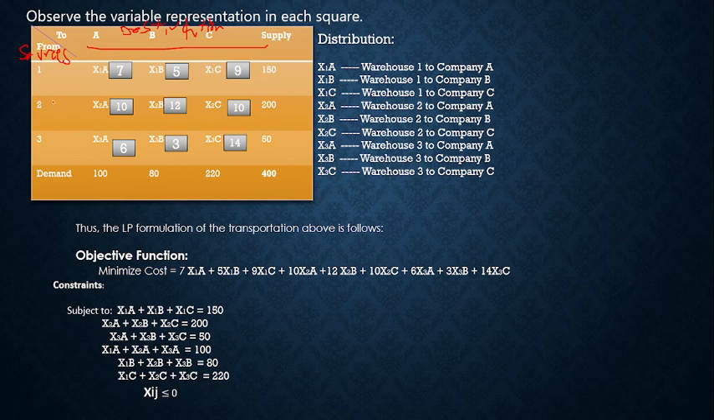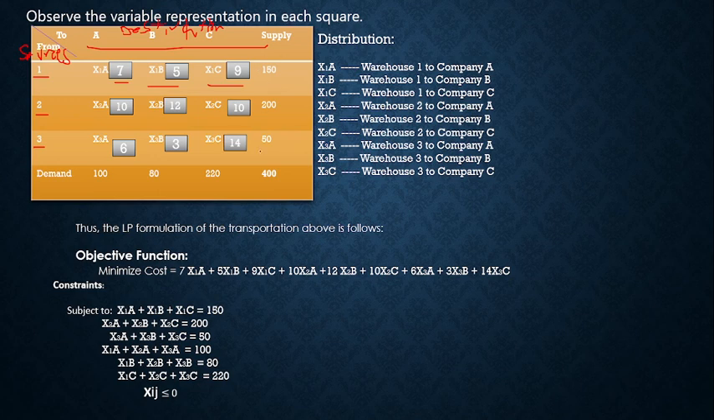Just in this row, write 1, 2, and 3. And for the destination, write A, B, and C. In the x sub 1A is 7, the x sub 1B is 5, and the x sub 1C is 9, equal to 150.